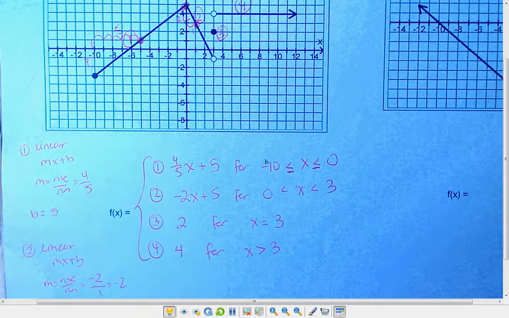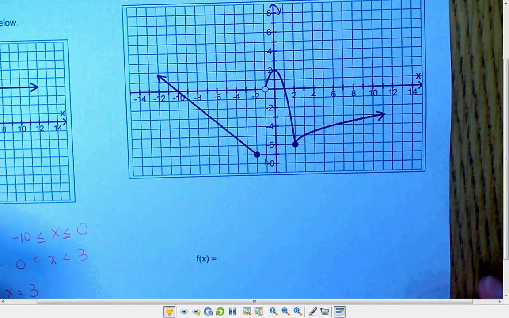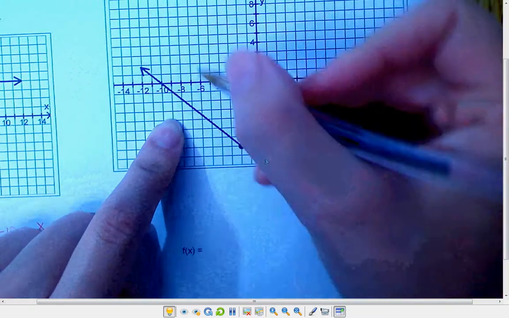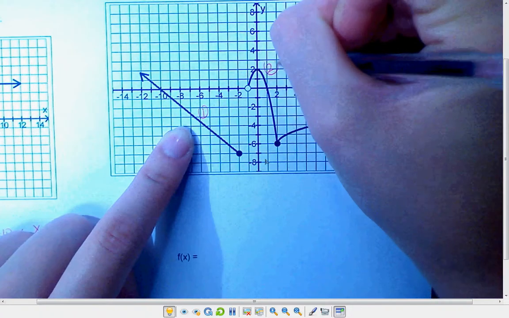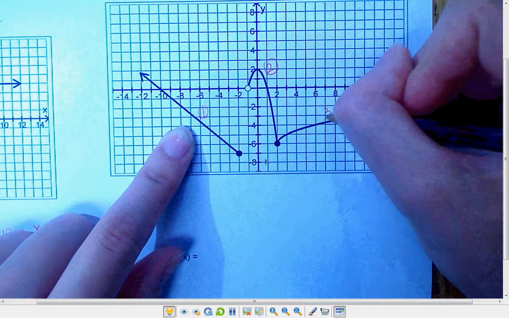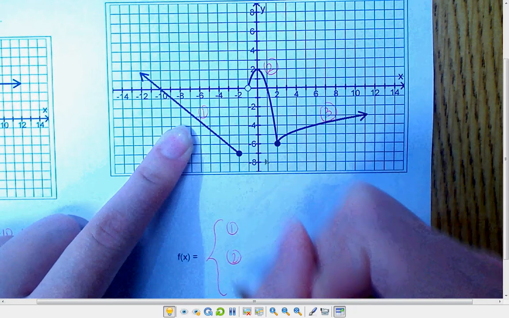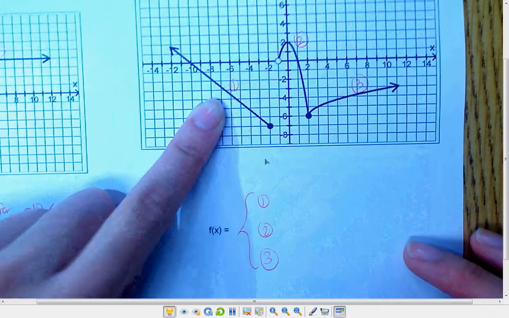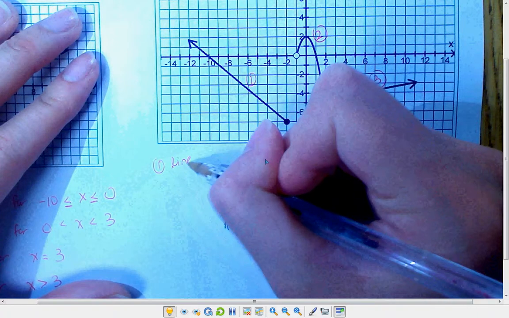Okay. Let's look at our second example now. So this is where it gets a little bit more complicated. We have, this is the first section of our graph, number 1. We have a second section right here and the third one. So we only have 3 sections of this graph, 3 pieces. So we know that the first one here is clearly another linear function, it's a line.